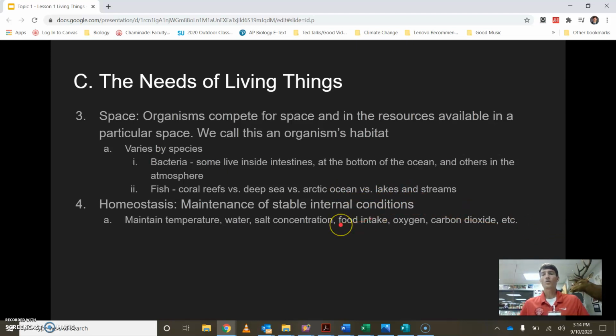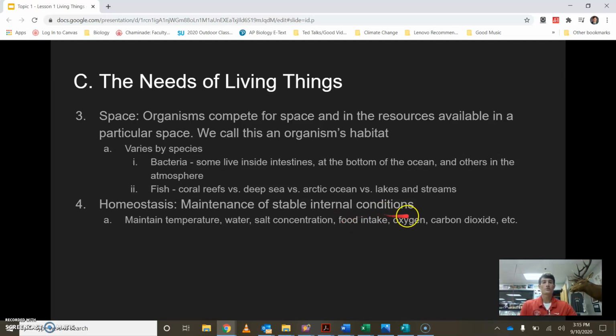Last but not least, all organisms need homeostasis. In other words, they need to maintain stable internal conditions. And so that could mean keeping a consistent temperature, allowing them to have enough water, keeping their salt concentration consistent, their food intake consistent, and oxygen, carbon dioxide, and many other things.